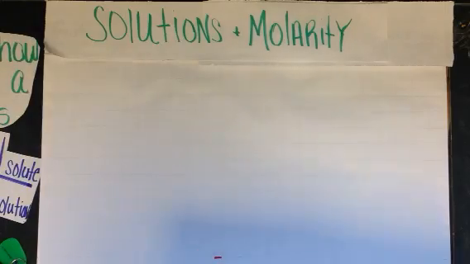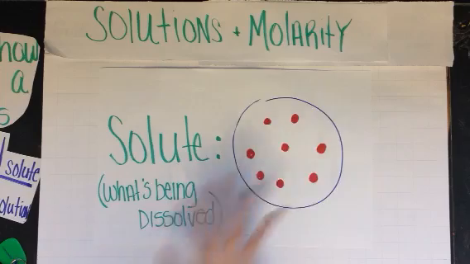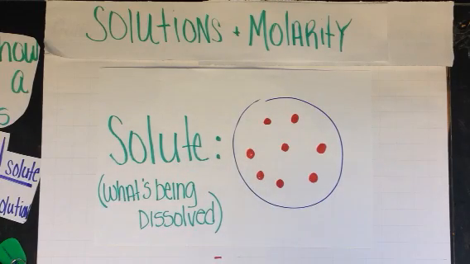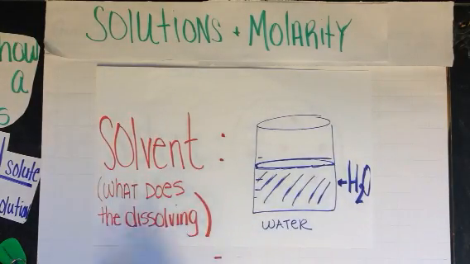Again, a solution is made up of a solute. It's what's being dissolved, so here I have some salt particles, plus a solvent. It's what does the dissolving. So water is our number one solvent we use. Anything can be a solvent, it's just water is a very popular solvent.